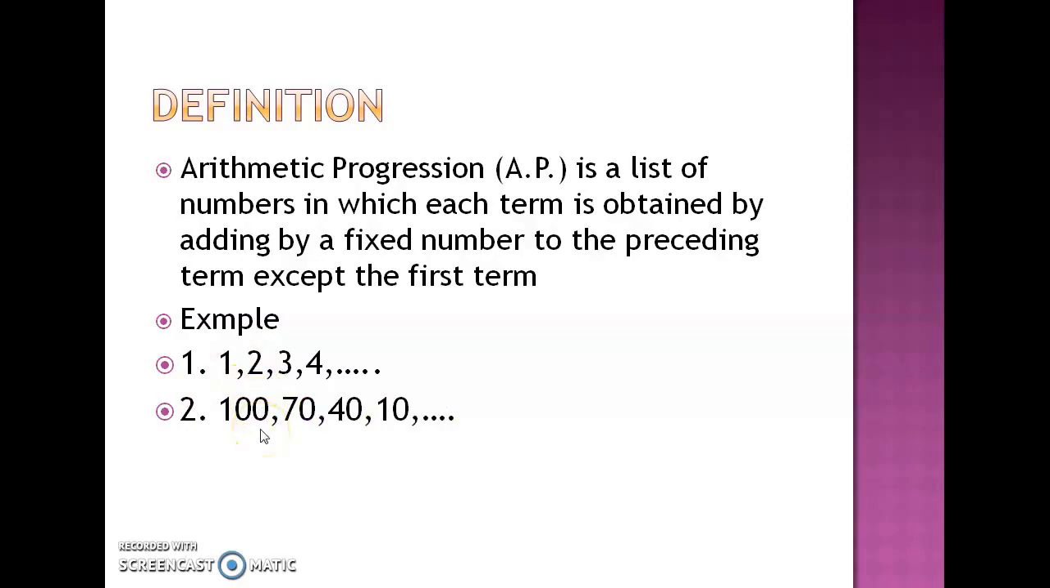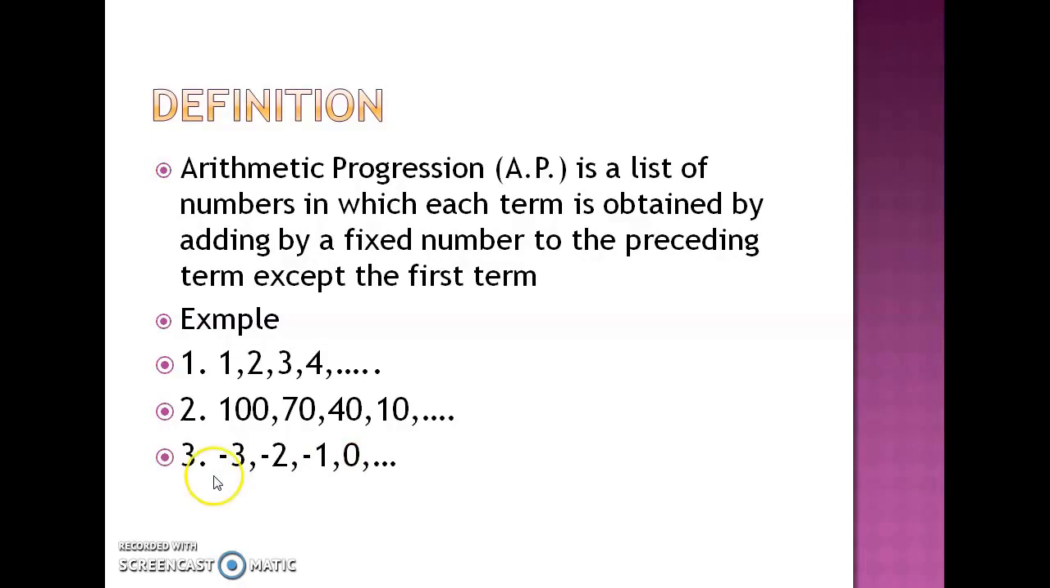In the second example, the numbers are 100, 70, 40, 10. The difference between 70 and 100 is minus 30. 40 and 70 is minus 30. And even 10 and 40, there is also a constant difference, that is minus 30.